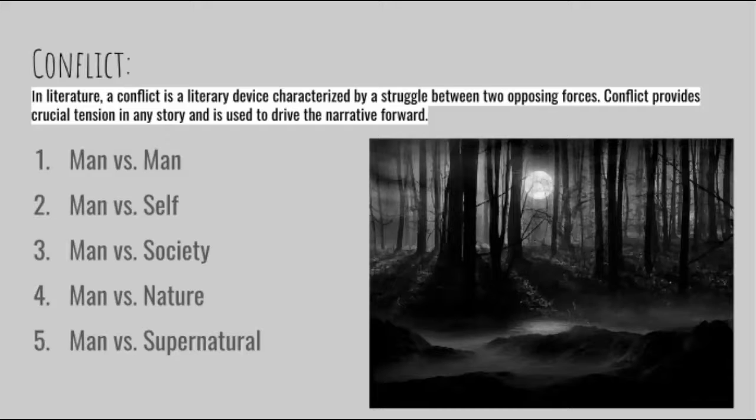Man versus society is a third type of conflict. Man versus nature is another. And then lastly, number 5 is man versus supernatural. We are going to be coming across man versus supernatural a lot over the next several weeks. So these are the 5 different types of conflict, and it's going to be our job as readers to determine what types of opposition and what type of tension our main characters are experiencing. What types of conflict are we seeing in the texts and in the films that we are approaching?